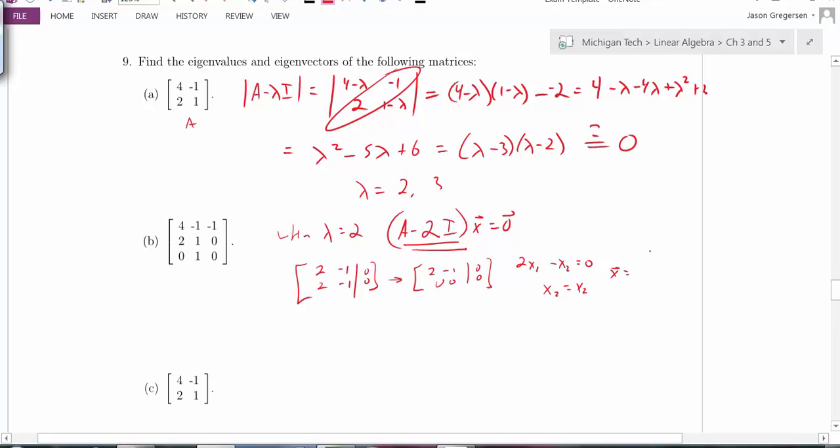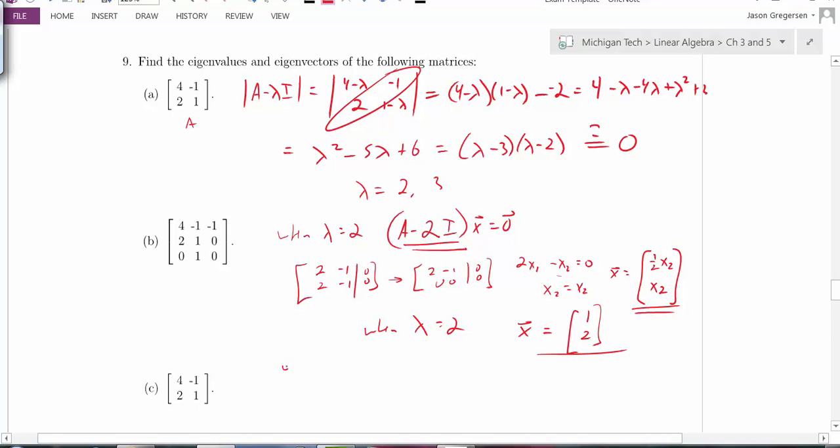And so my solutions look like x2, and x1 looks like it should be equal to, if I add x2 to the other side and divide it by 2, I get 1/2 x2. So this should be my eigenvector for any choice of x2. Now, of course, to make a nice clean eigenvector, I would like to choose a good value of x2 to clear my fractions. If I let x2 equals 2, then my eigenvector looks like 1 and 2. But once again, an eigenvector could be any multiple of this, any choice of x2. So when lambda equals 2, my eigenvector is 1, 2.